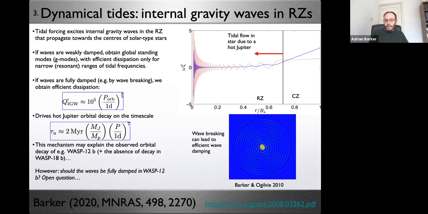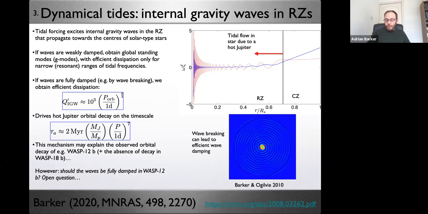And there's an unsolved problem really about what happens when these waves reach the center of the star, and that determines how efficiently these waves are dissipated. But if these waves are very efficiently dissipated, so for example, if they cause wave breaking at the center of the star, then this can lead to orbital decay of hot Jupiters on timescales of order a few million years. So this is potentially responsible for why WASP-12b is undergoing orbital decay, and it nicely explains that observation, depending on the stellar model, but there's still some uncertainties about that. And in particular, uncertainties about what happens for lower mass planets as well, whether they cause wave breaking as well, which is related to one of the Cavity projects this year.